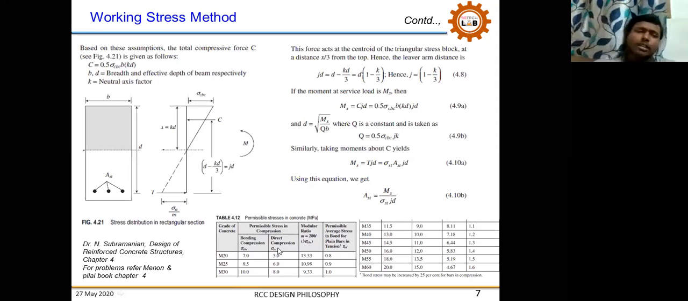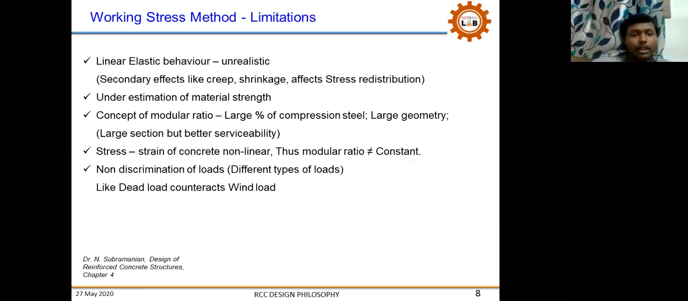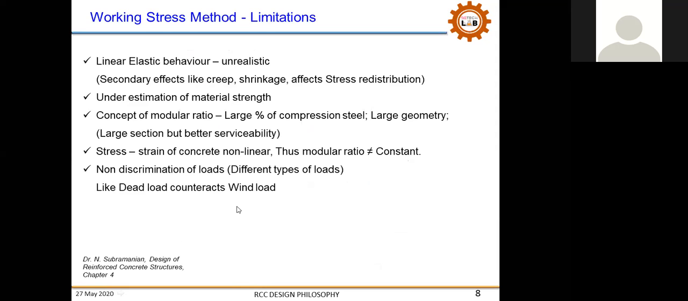Then they thought that the working stress method is somewhat too costly and not economical. So what are the limitations? They have mentioned them. Here you can see the first point itself. They have considered that material behavior is elastic, elastic in the sense that the stress versus strain is completely linear. This cannot be realistic. It is unrealistic.